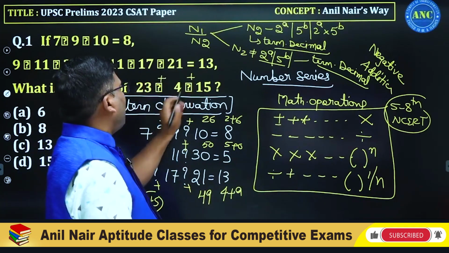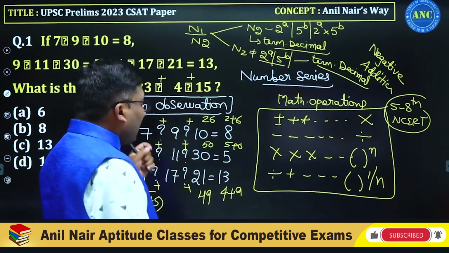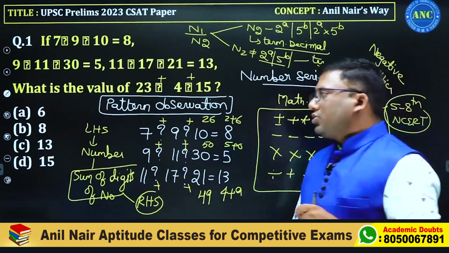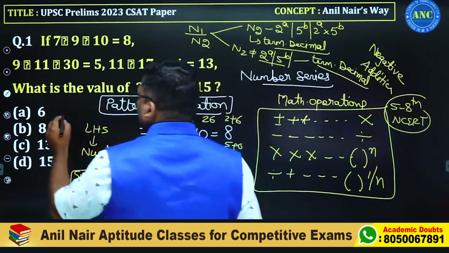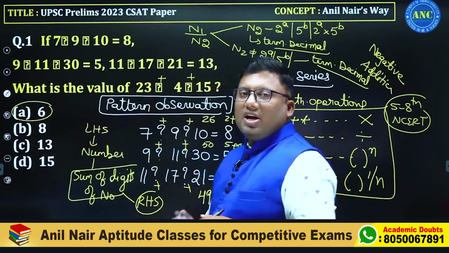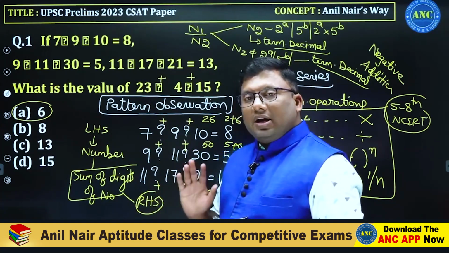23 plus 4 plus 14. 23 plus 19 is 42. The right hand side is the sum of the digits of that number. 4 plus 2 is 6. Now, if you see here, this is a question based on pattern observation.